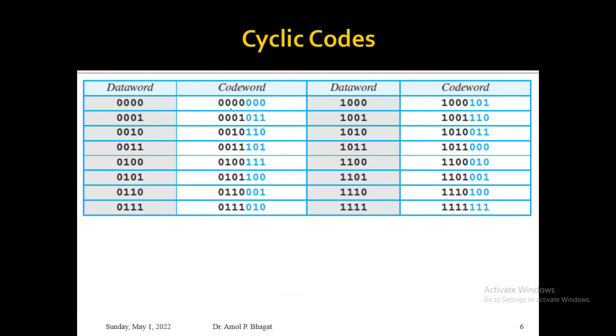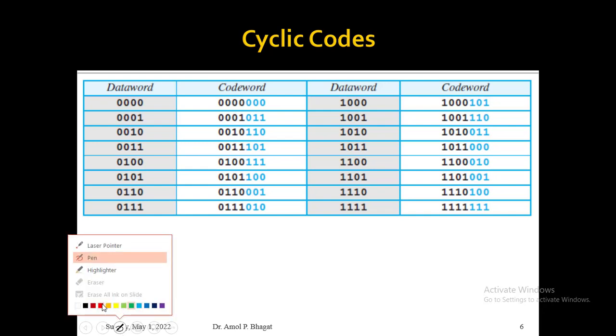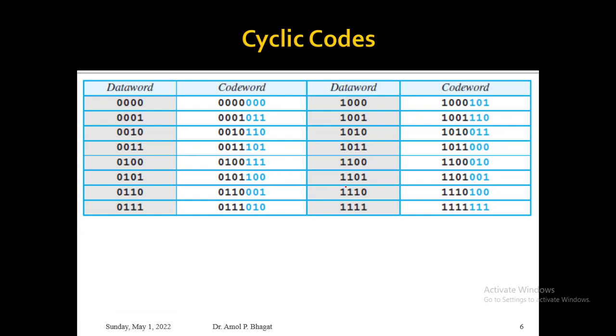Whenever you are shifting or rotating the code word, if you perform a left shift operation on the code word, you will get another valid code word. The first property of linear block code is possessed by the cyclic code itself. That means if you perform the XOR operation of any two valid code words, you will get another valid code word.